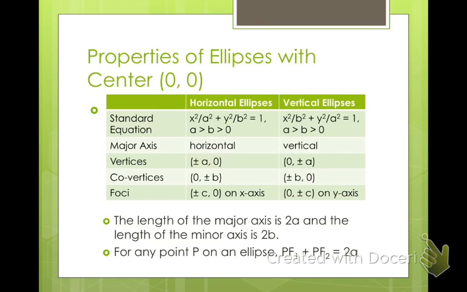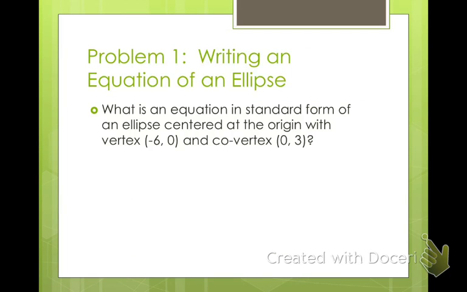Alright, so let's write the equation of an ellipse. What's an equation in standard form of an ellipse that's centered at the origin with a vertex at (-6, 0) and a covertex at (0, 3)? Now remember, I keep telling you, always make yourself a little sketch just so you have an idea of what's going on. So we know we have a center at the origin.